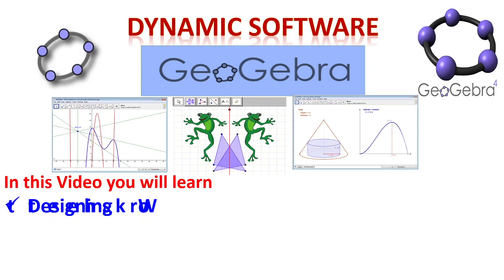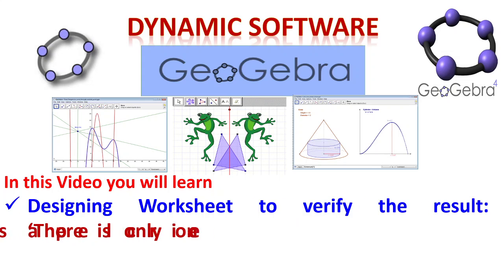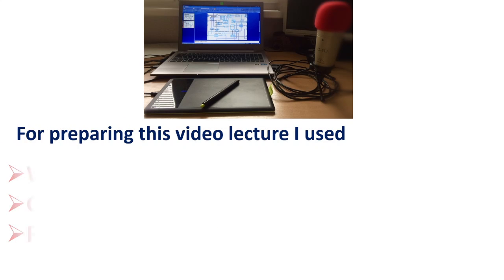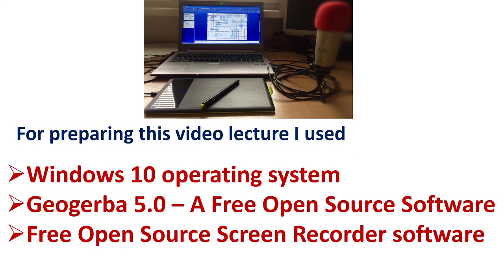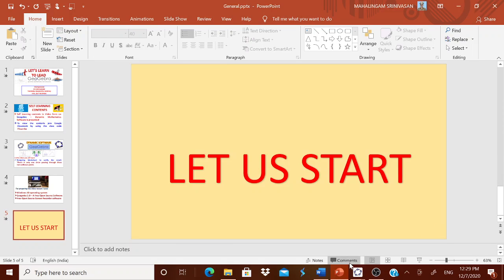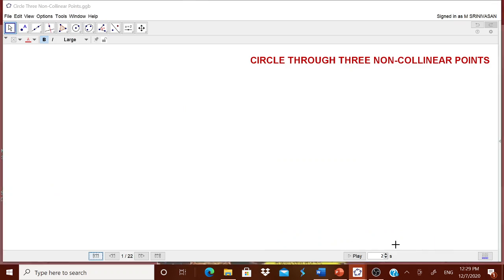In this video, you will learn designing worksheet to verify the result: there is only one circle passing through three non-collinear points. For preparing this video lecture, I used Windows 10 operating system, a licensed version, GeoGebra 5.0, a free open source software, and free open source screen recorder software. Let us start. Let me show you what type of worksheet we will be designing.